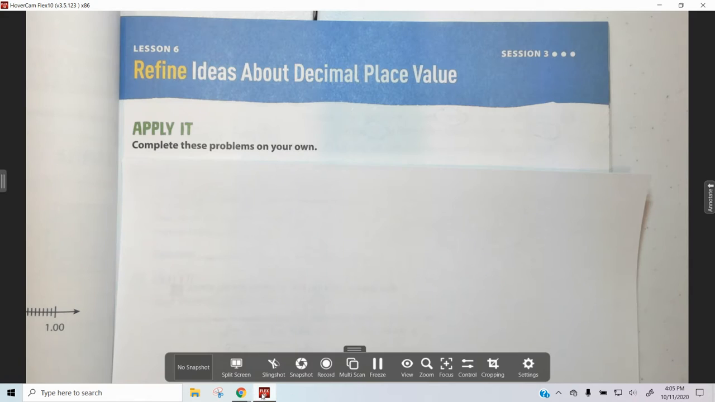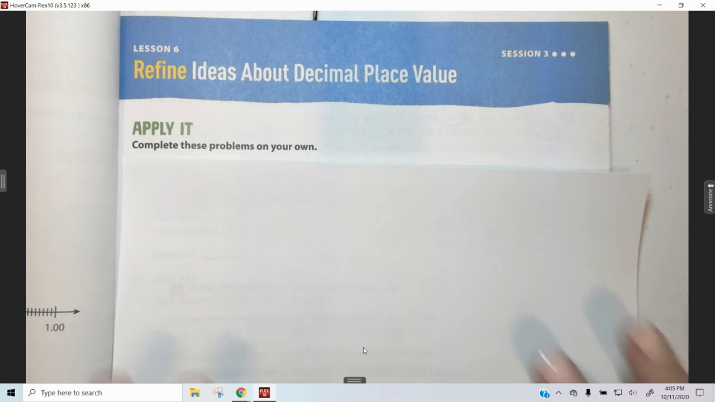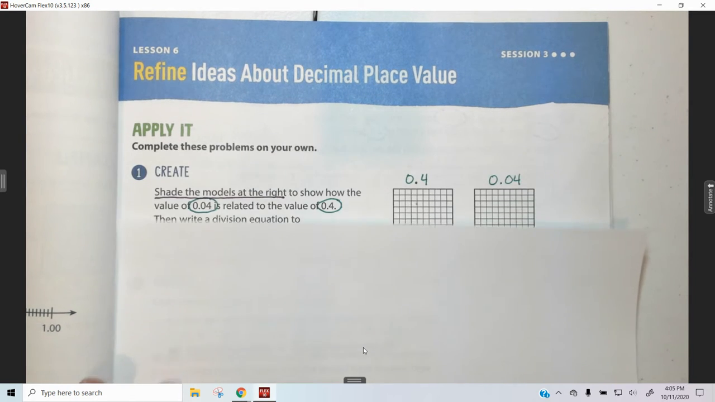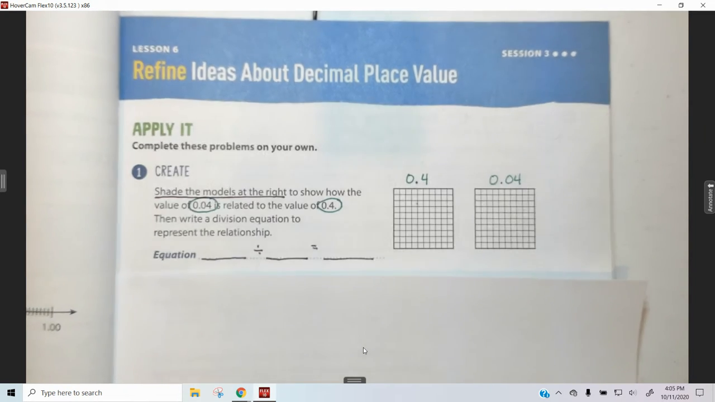All right, go ahead and go to pages 129 and 130 in your Ready Math workbook. Okay, so number 1. It says complete these problems on your own. Number 1 says, shade the models at the right to show how the value of 4/100 is related to the value of 4/10. Then write a division equation to express the relationship.